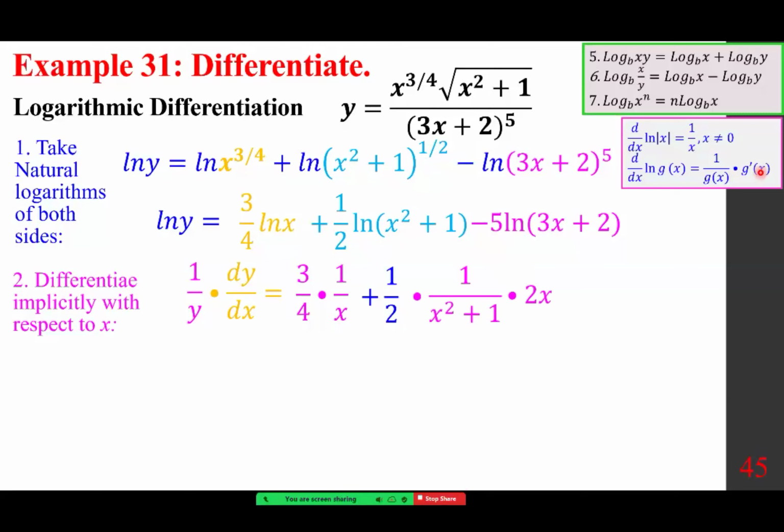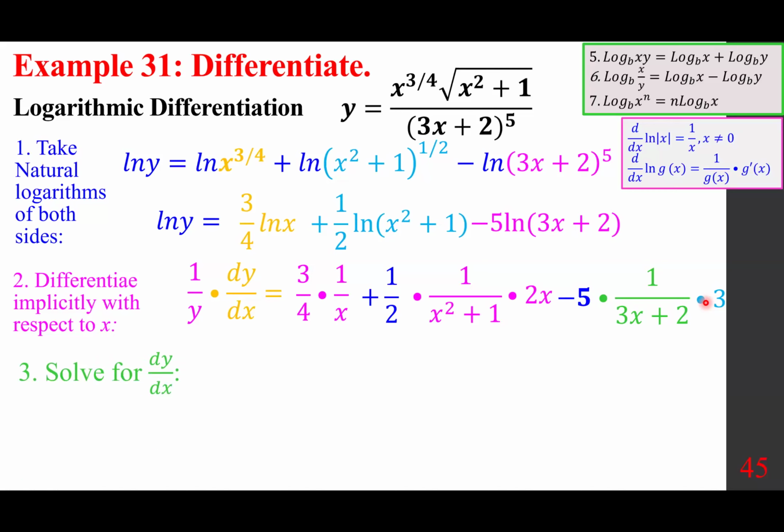Okay, we're looking at this one, everybody. Minus 5 remains. 1 over 3x plus 2. And then g prime, the derivative of the inside, is number 3. So pretty straightforward, right? We are done with calculus. We are supposed to do what?